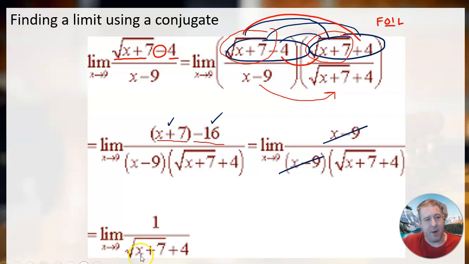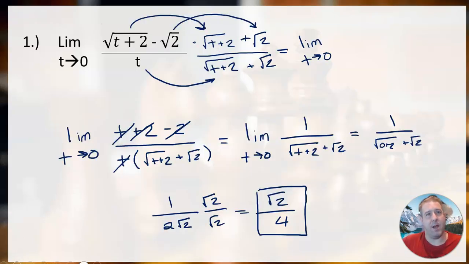If I put 9 in for x, the limit ends up being 1/8. All right, so here's another example of the exact same question. This is a conjugate question as well. And I know that because I have these square roots, they have binomials, and I know there's going to be either a plus or a minus in between.